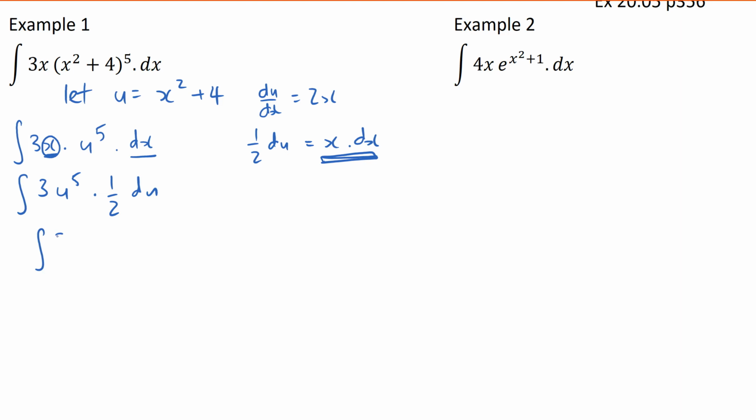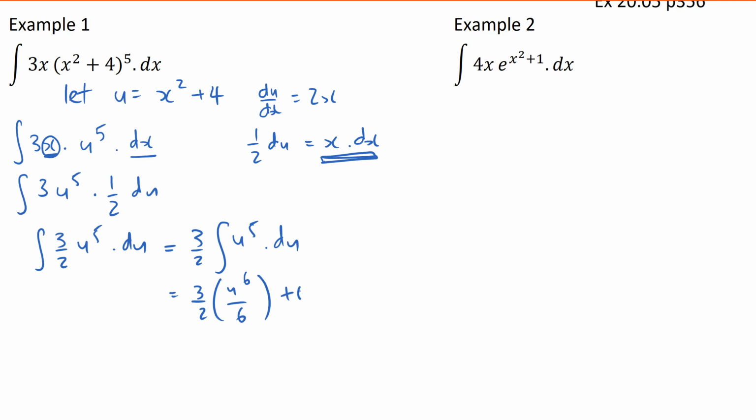So now this is integrating 3 over 2 u to the power of 5 with respect to u, which is the same as integrating u to the power of 5 with respect to u with that 3 halves out the very front. I'm going to integrate that. That's just u to the power of 6 over 6 plus c, which is 3 times (x squared plus 4) to the power of 6, all over 12, plus c.